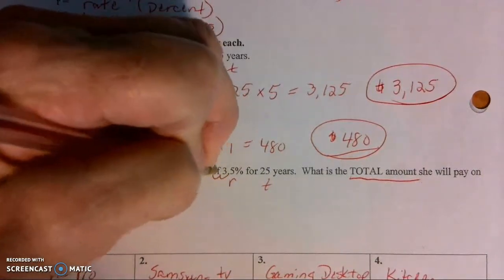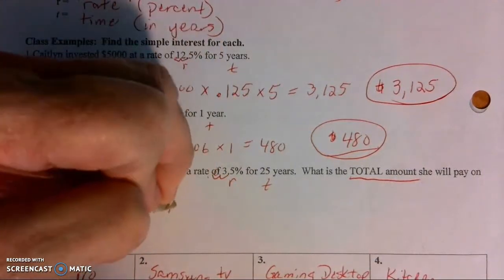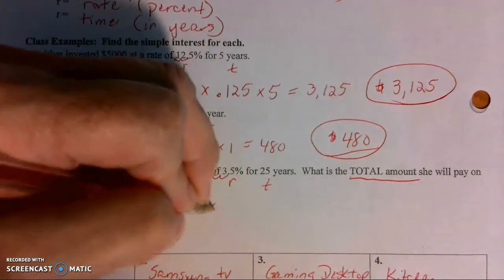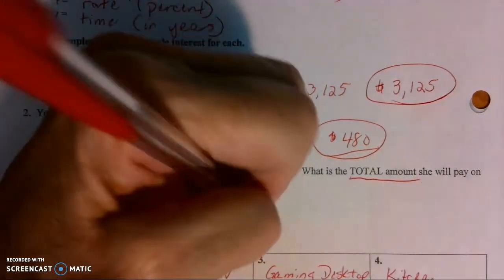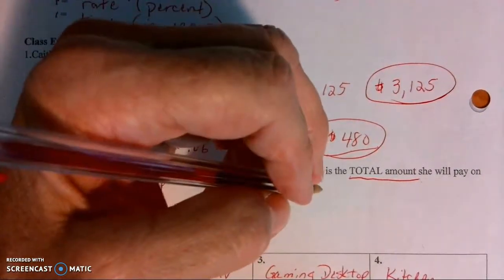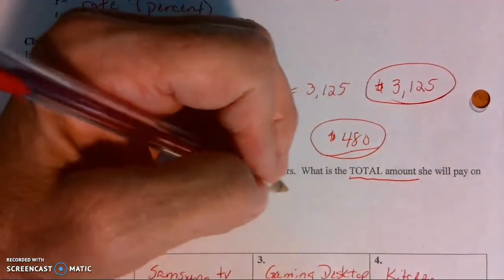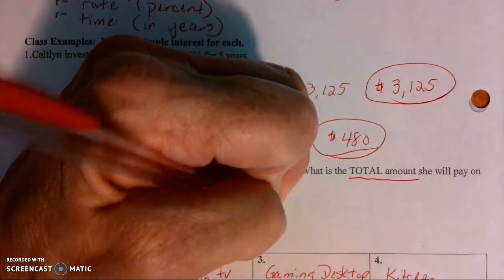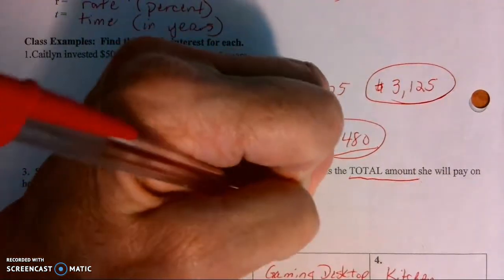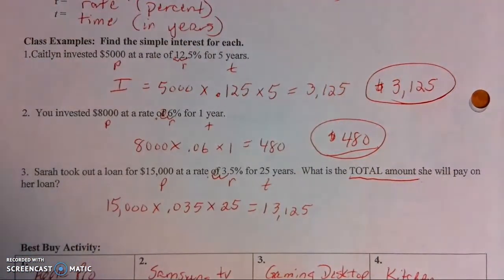Now again, move that decimal point 2 places, so 0.035 times 25. So this is a simple formula. We're just going to multiply. When I multiply that together, 15,000 times 0.035 times 25, that's going to give me 13,125. That is the amount of interest she's paid.